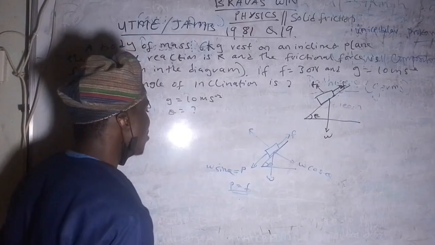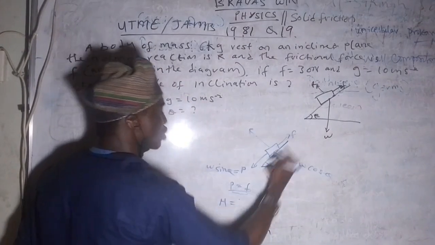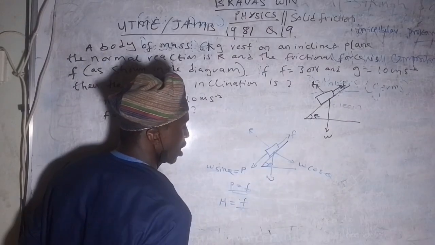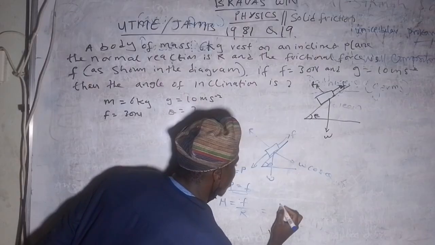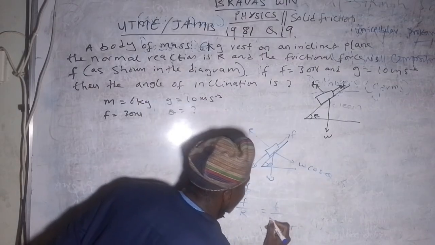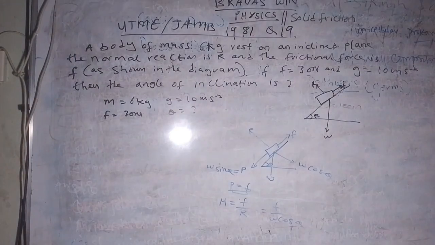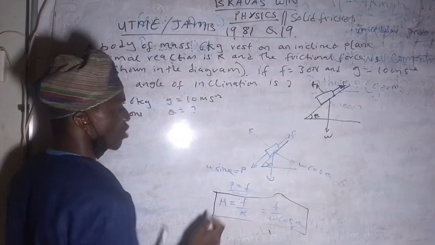Rule number one. Rule number two, we say the coefficient of static friction is equal to what? The ratio of the limiting frictional force to the reaction R. You understand? And you can also write our reaction R as W cos theta, so F over W cos theta. So these two formulas, we can use them to get our coefficient of static friction.